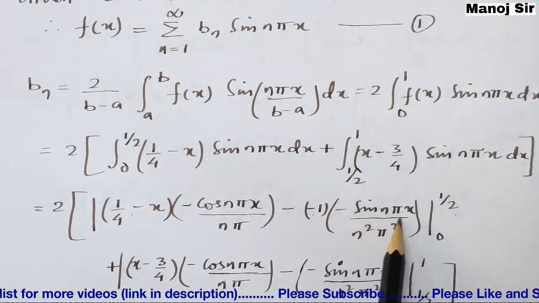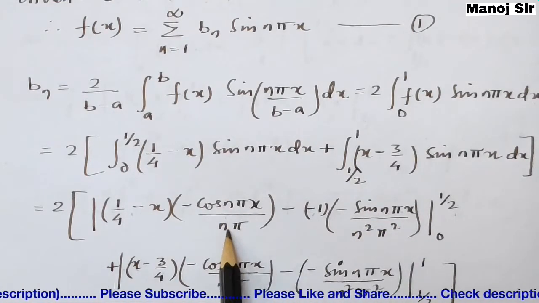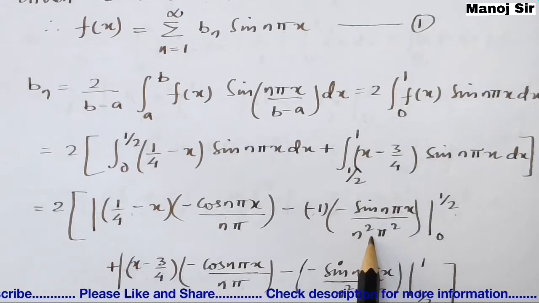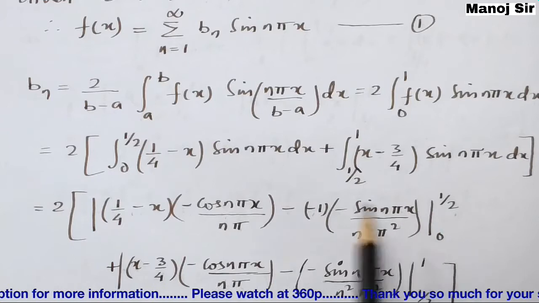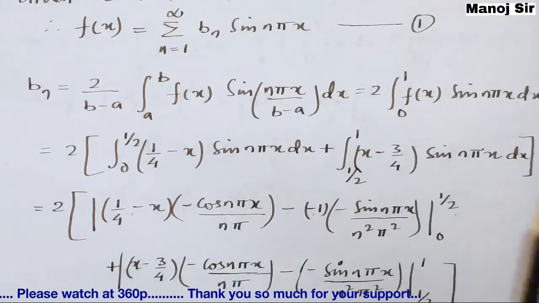Okay, so sine n pi x upon n pi, and already we had n pi, so it is n square pi square. The limit is from 0 to half. Now we'll come to the second part.